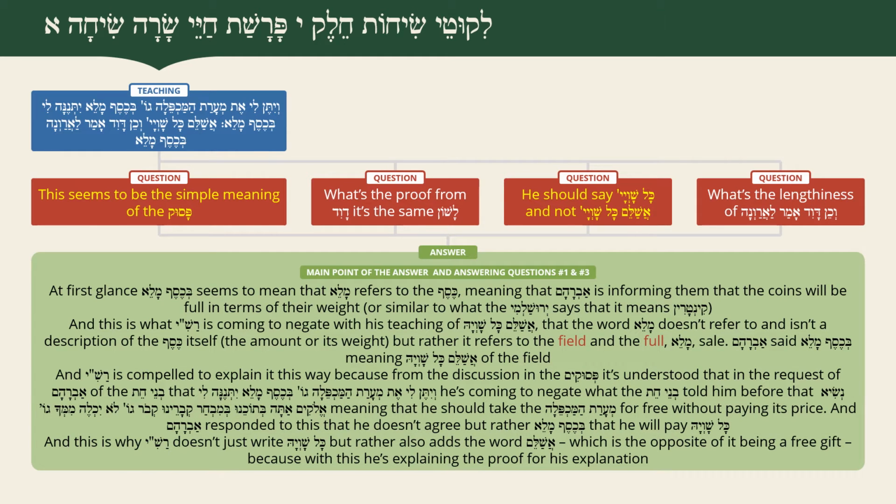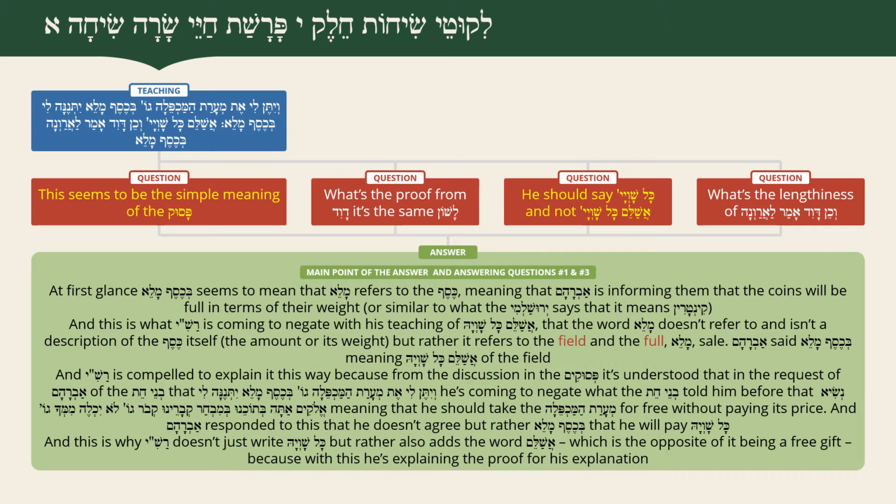So we're going to move straight into the answer, and we're going to begin with the main point of the answer and answering questions number 1 and number 3. At first glance, bekesef mole seems to mean that mole refers to the kesef. What type of kesef is it? It's kesef mole, meaning that Avram is informing them that the coins will be full in terms of their weight.